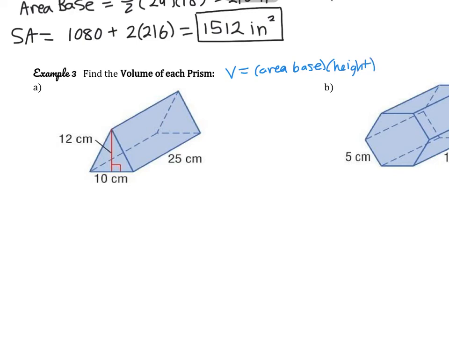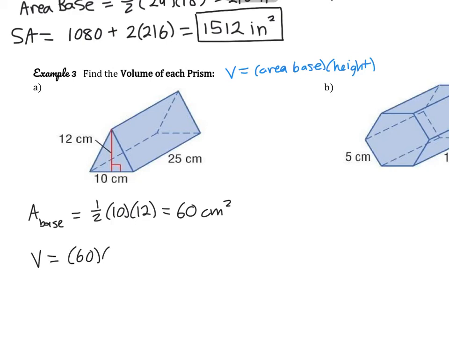So in this first example, our base is a triangle. So let's find the area of the base. So 1/2 times the base times the height, 10 times 12, gives us 60 centimeters squared. We can see that the height of our prism is 25 centimeters. So that means that our volume is 60 times 25. So that gives us a volume of 1,500.